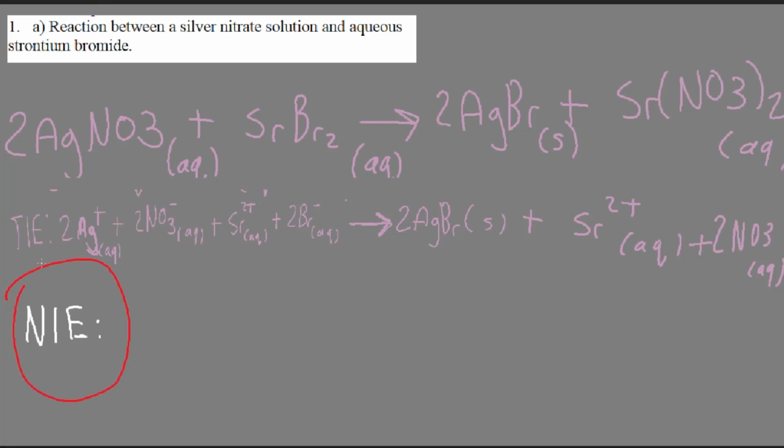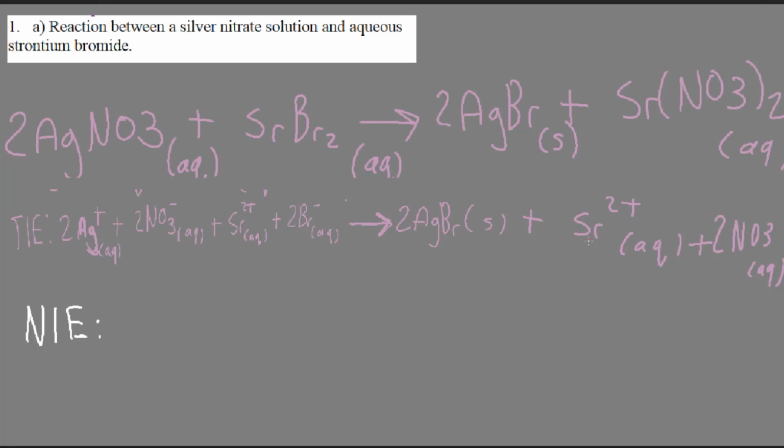Now we're going to do our net ionic equation. Essentially, what you want to do here is cut out the spectator ions. What is a spectator ion? It's the ion you have on both sides of the arrow, left of the arrow and right of the arrow. Consider it like, if you have a left vector and a right vector, they cancel each other out. Maybe if you're into physics or math, that analogy helps.